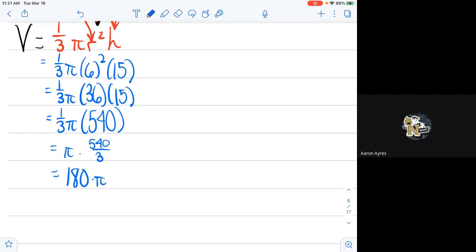So if we were to do that, let's see what we would have had. I'm going to go ahead and use Desmos for my calculator here.